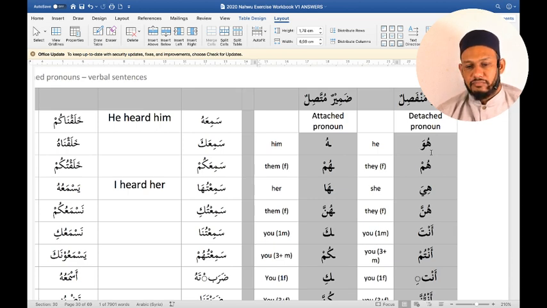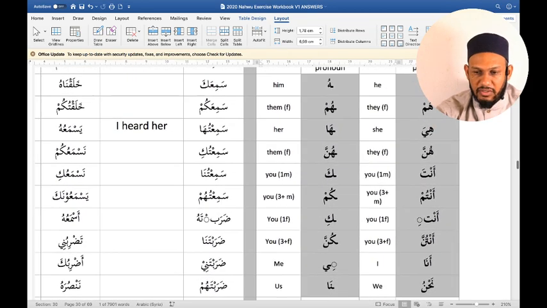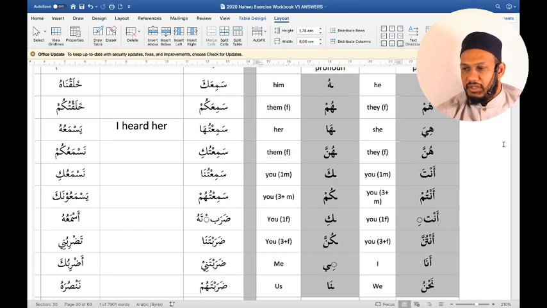The first column has the pronouns that we learned first. Let's say the scale again first. Huwa, hum, hiya, hunna, anta, antum, anti, antunna, ana, nahnu. Again. Huwa, hum, hiya, hunna, anta, antum, anti, antunna, ana, nahnu.